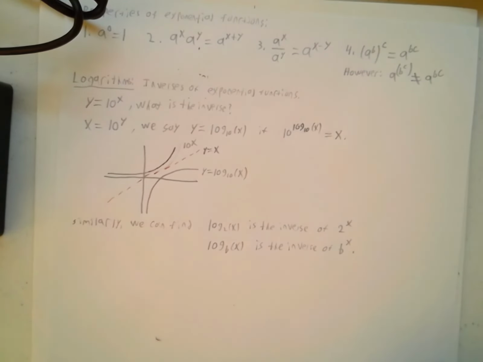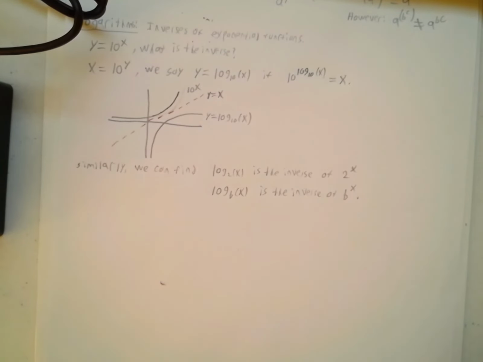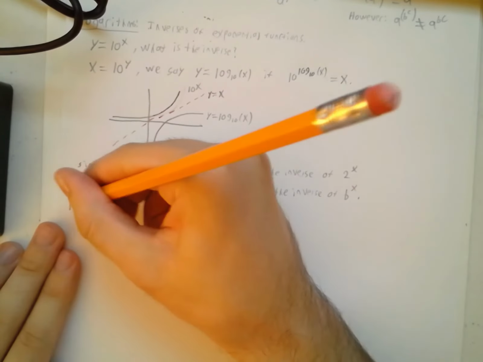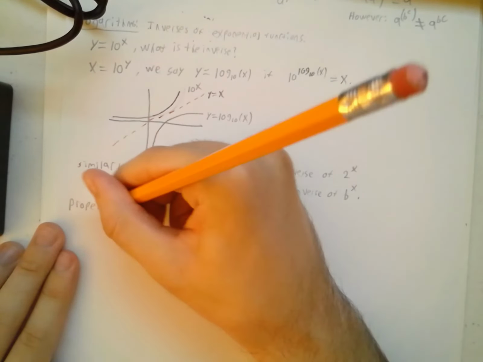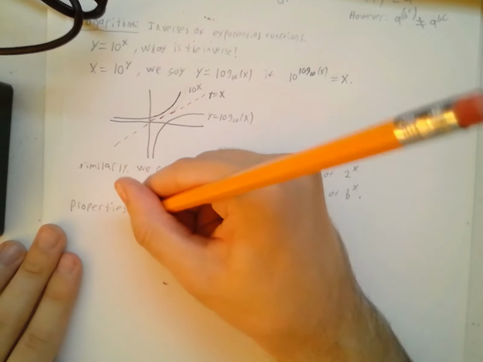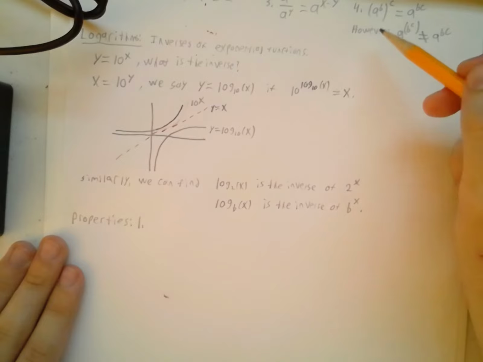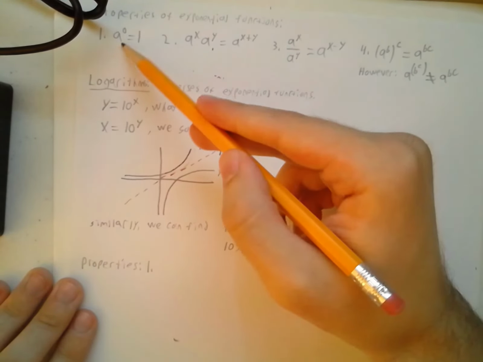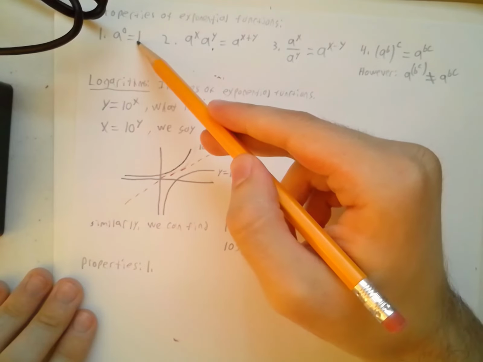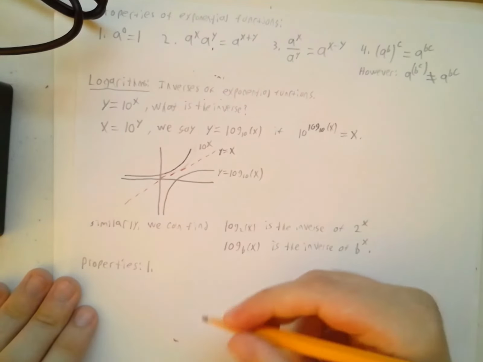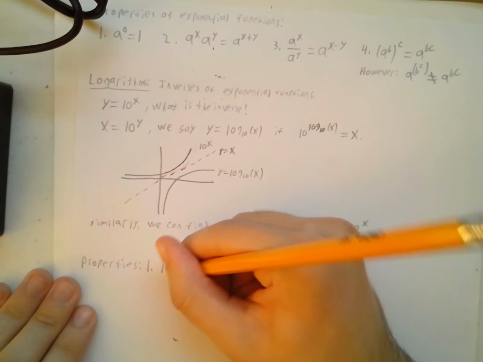So similarly to the exponential functions, there are a bunch of properties that are useful that go along with these. So first off, because we know that this is the inverse function of the exponential function, since a to the power 0 is equal to 1 for any value of a, we know that we're always going to have log base a of 1 is equal to 0 for any a that we pick.